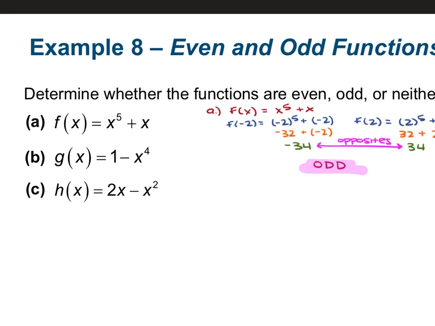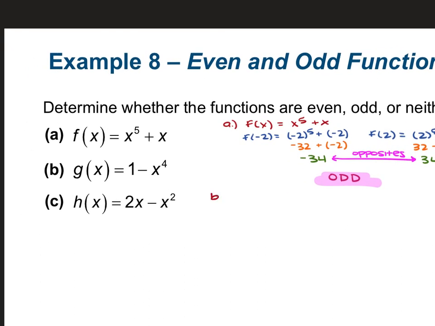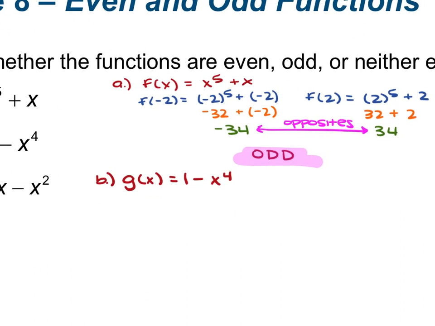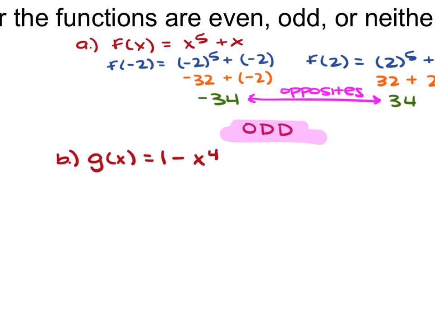For example B, we have g of x is equal to 1 minus x to the 4th power. So we're going to do the same thing. We're going to plug in -2, we're going to plug in 2, so we're going to do g of -2 is 1 minus -2 to the 4th power. -2 to the 4th power is 16, I'm sorry. So it's 1 minus 16, which is -15.